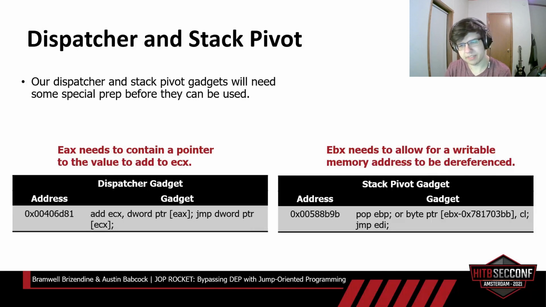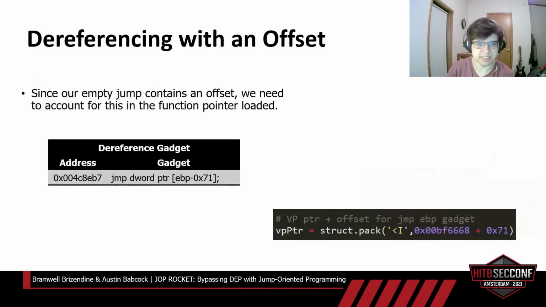Also, with our stack pivoting gadget, we have a similar problem where we have a dereferencing with an offset based off of EBX. So we want to make sure that the value it goes to is going to be writable so that we don't get an access violation there. And even though we do have some of these weird gadgets, we can still make them work. That's just part of the fun of JOP. Every exploit is going to be different, and we're going to have to do weird things sometimes, and that's kind of fun.